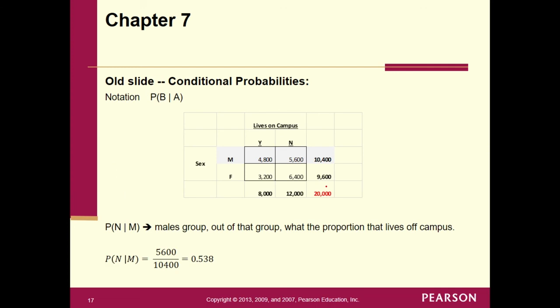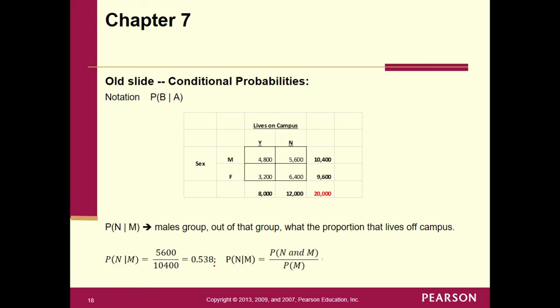So this was an old slide that I showed before, back when we had the probability of n given m. We used our tables, and let me remind you what we did here. So the probability of n given m. Given m, we had 10,400. What's the probability of n? Well, how many n's do we have? We got 5,600. So we have a probability here of 0.538. We know that's the probability of n given m.